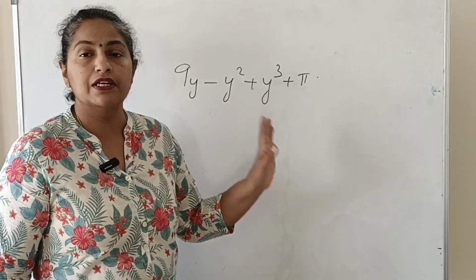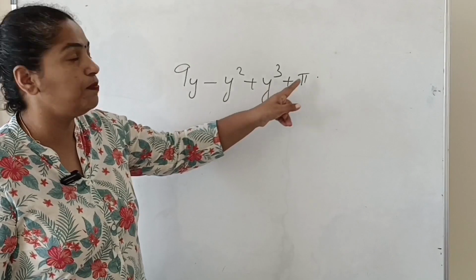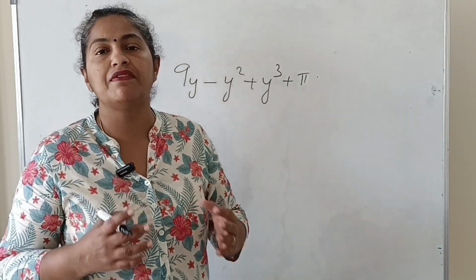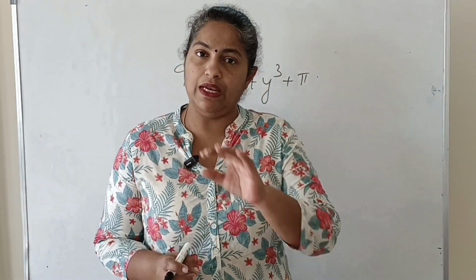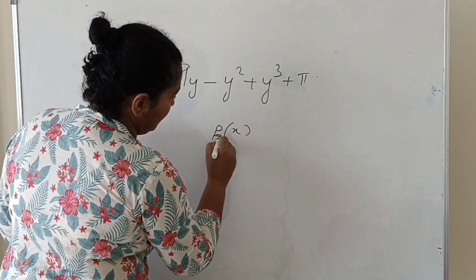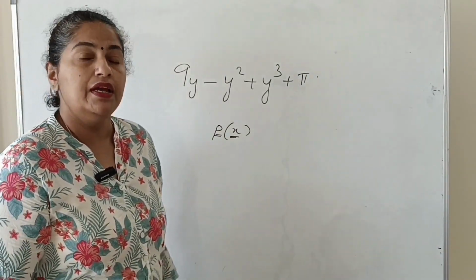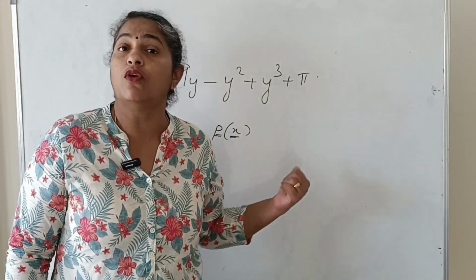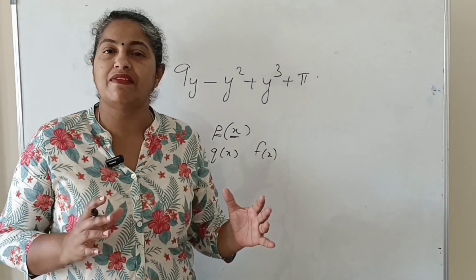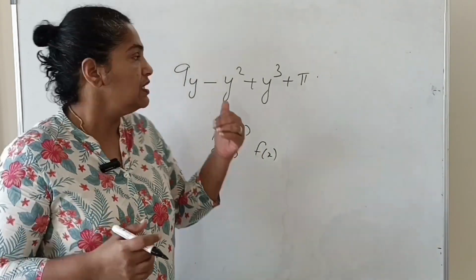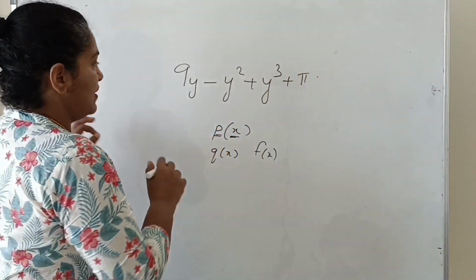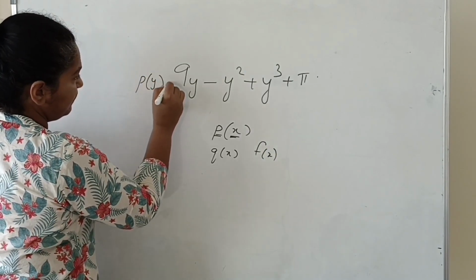Fine. Let us consider this particular polynomial: 9y minus y square plus y cube plus pi. You can see that this is a polynomial in y. So how do you represent a polynomial? If you have a polynomial in the variable x, we write it as p of x, which means polynomial in terms of x. It is not mandatory that we should be using only p of x. If somebody says q of x or f of x, all these are representations of a polynomial. So 9y minus y square plus y cube plus pi is a polynomial in y. So how do you represent it? I can represent it as p of y.